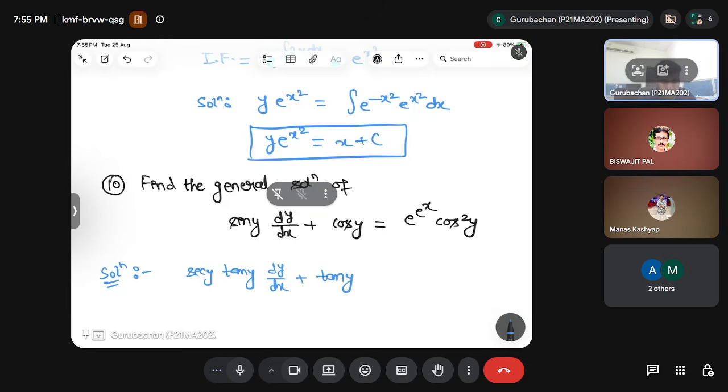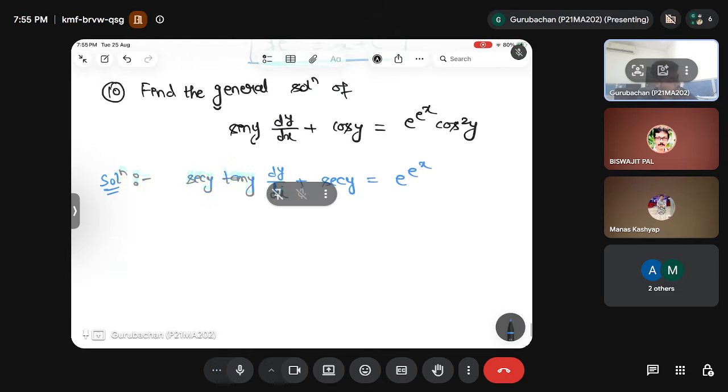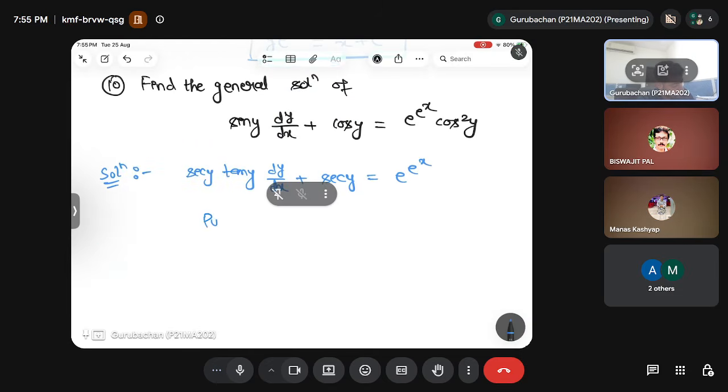Here it will be tan y. Done, sir. Sec y is equal to e to the power x. Now put tan y sec y equal to t, some z.